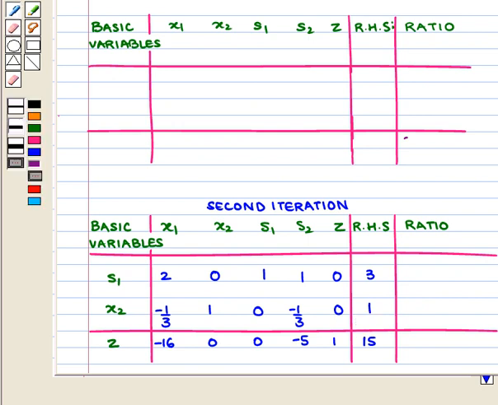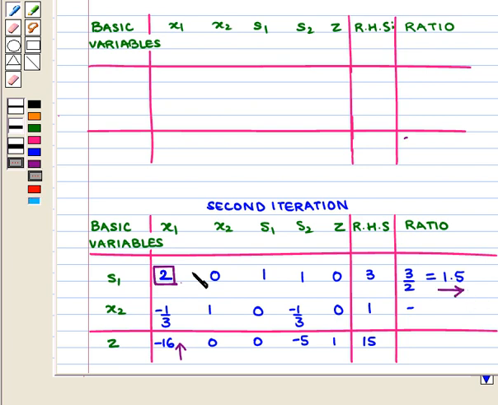We look at the most negative value in the bottom row. It is minus 16. So x1 is the entering variable. For outgoing, we will look for the test ratio. We have only one positive ratio, 3 by 2 equal to 1.5. So 2 is the pivot element and S1 is the outgoing variable.